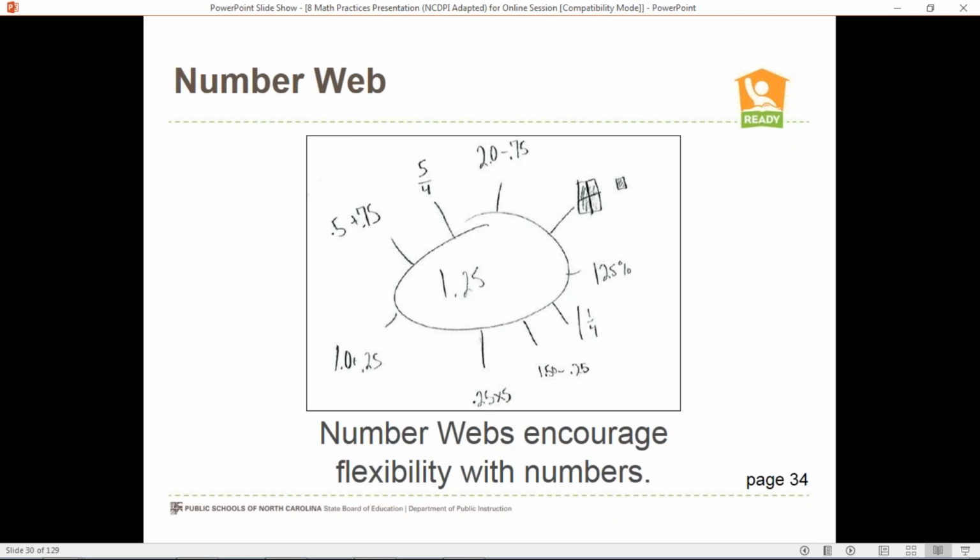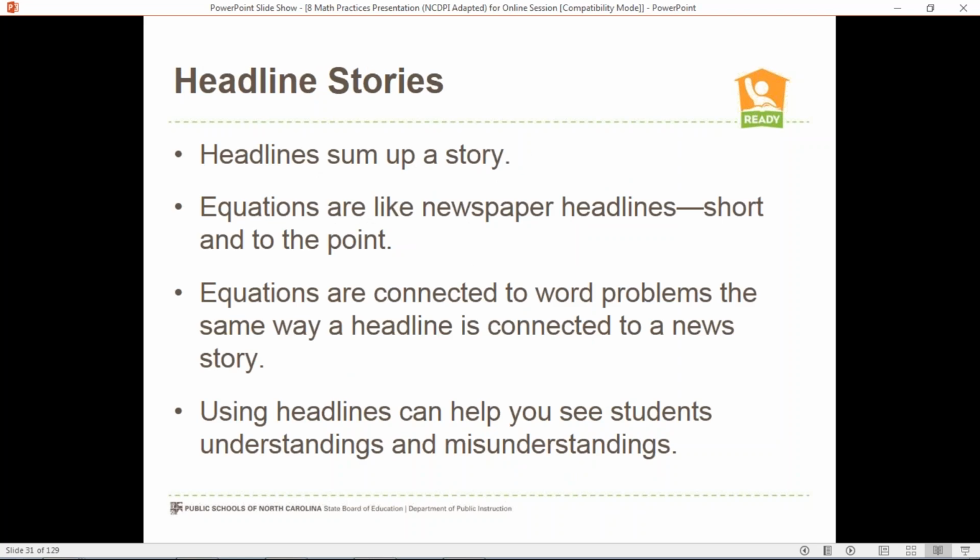As we build kids towards this idea that numbers can look different, we're really trying to build that idea of convenient forms of the number. That there are certain times that I want 1.25 to look like 5/4, and there are other times I want it to look like 1 1/4, and there are other times I want it to look like that picture of the square broken into fourths. That each of those is just different forms of the number.